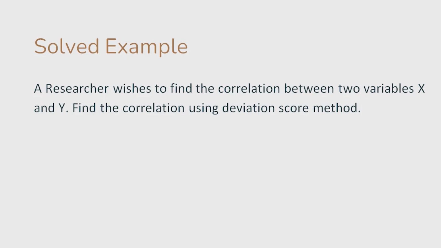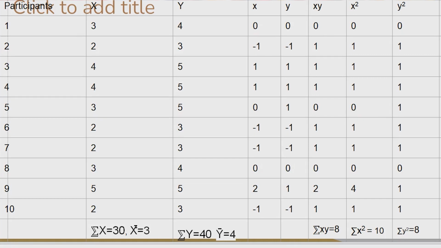We will learn it through a hypothetical example. Suppose a researcher wishes to find the correlation between two variables x and y. So we have to find the correlation using the deviation score method. Now suppose this is the data which you will be given. Now you have to make a table like this. You will only be given the score of x, this bigger X, and the score of Y. This is a capital Y which is indicating the raw scores. Now these are the scores which you are getting for the x, and these are the scores of the y.